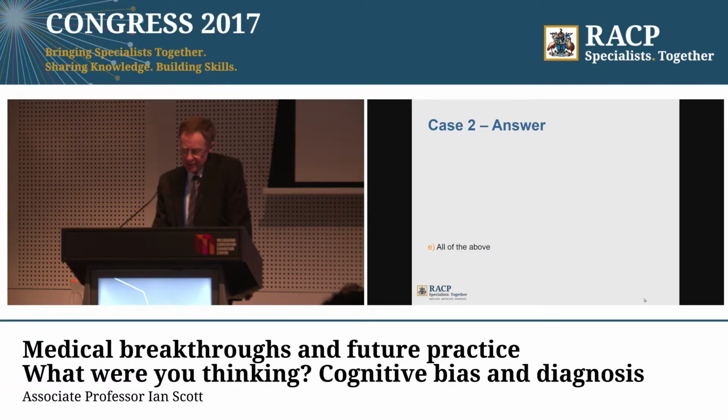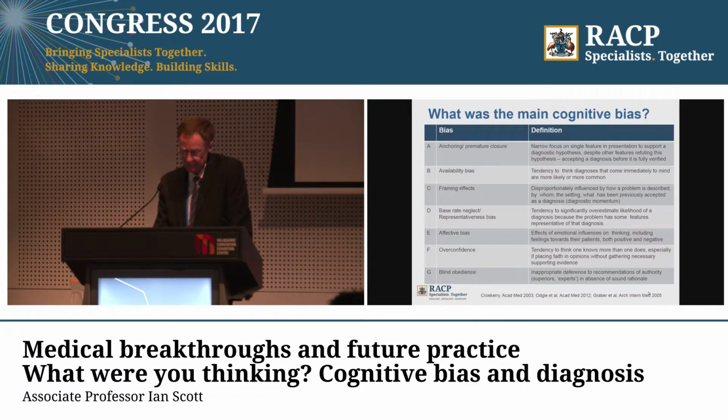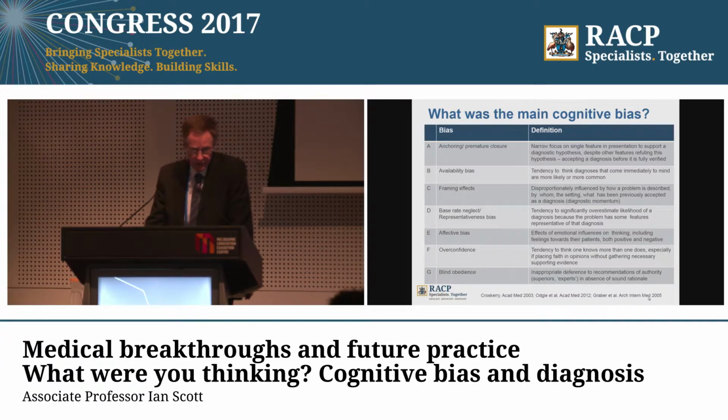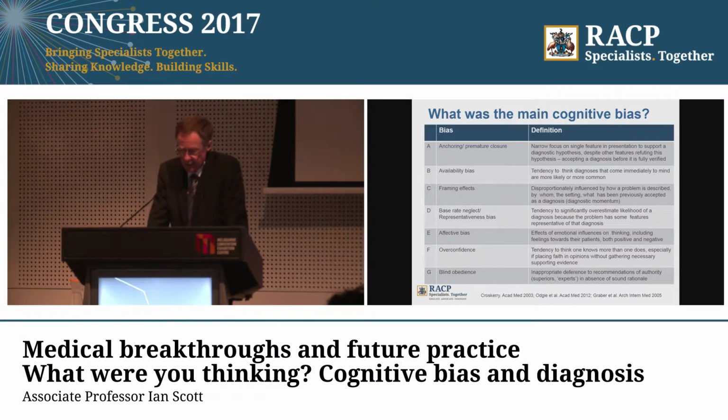So I think this is a situation where clearly there are system issues, there's discontinuity between different doctors, so that the patient wasn't being seen by the one person who perhaps could have noted there was a deterioration. But if we could get you to vote, nevertheless, on what you think was the main cognitive bias in relation to the management of this case. So again, A to G: anchoring, availability, framing effects, base rate neglect, affective bias, overconfidence, or blind obedience. So again, would you care to vote now on that?